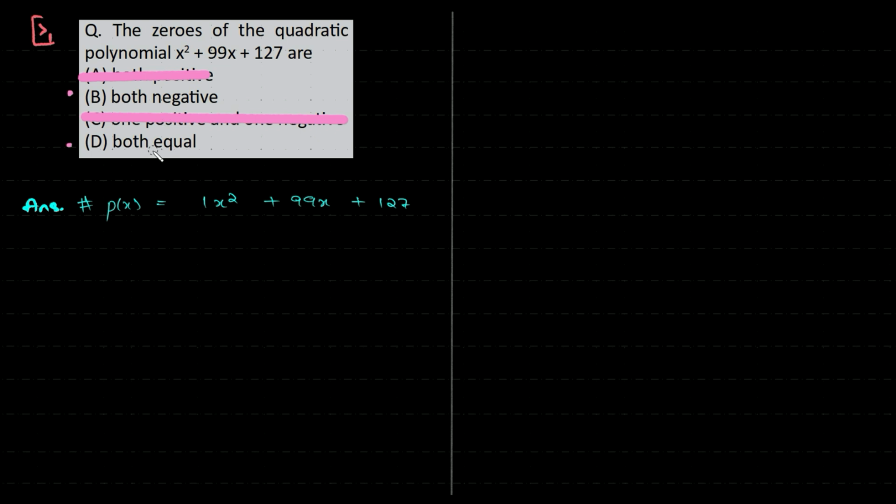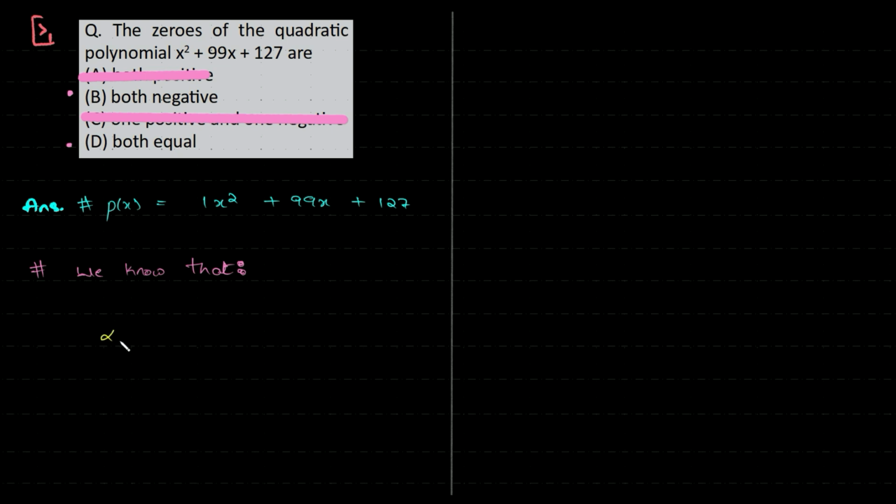But I would like to explore the option of both being equal. Some question somewhere you might get such a tricky scenario, so I would like to explain why they are not equal. How can we explain this with our knowledge without finding the actual values? You can find the actual zeros by splitting the middle term, the formula method, trial and error, and so on. But I would like to discuss how we can do this technically.